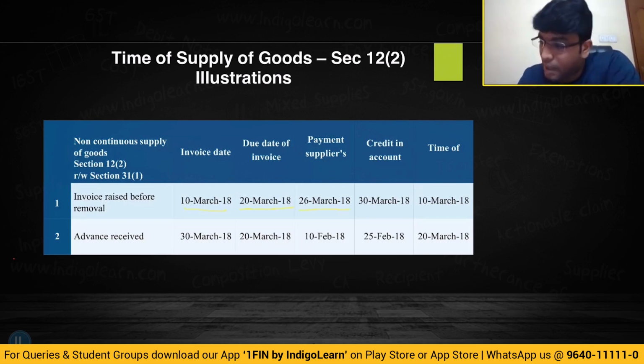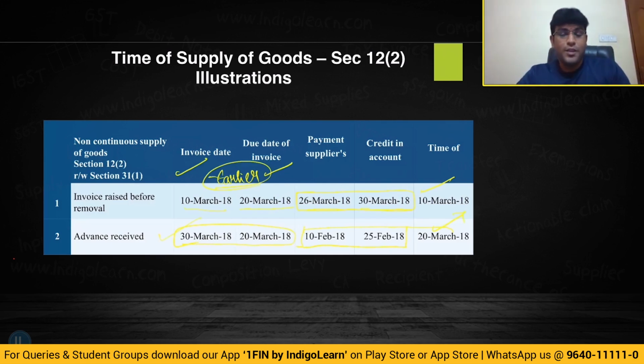Payment by the recipient on 26th March. Credit in bank 30th March. But let me tell you, these two are irrelevant. The only things relevant for us are invoice date and due date, whichever is earlier. And what is earlier, sir? 10th of March. That becomes time of supply. Next case, and so these two are irrelevant. Only these two are relevant: 20th March, 30th March. So the answer becomes 20th March. So basically we observe payment becomes irrelevant. The only thing that becomes relevant is invoice.